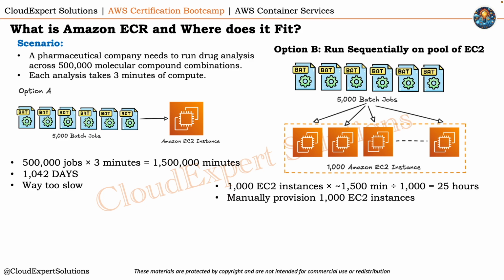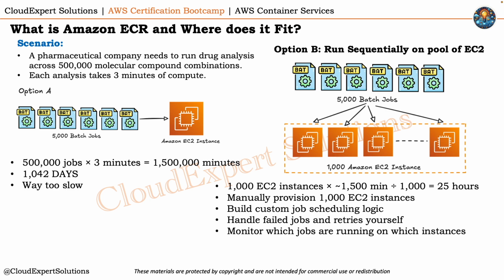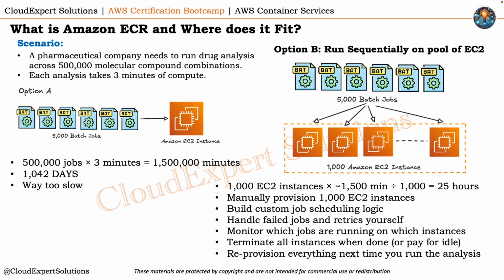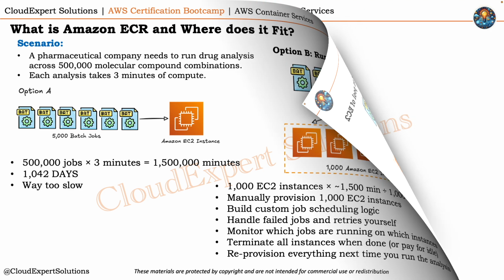You need to manually provision all the 1,000 EC2 instances, build a custom job scheduling logic, handle failed jobs and retries, monitor job distributions and terminate all the instances when the analysis completes, or keep paying for idle capacity. And you repeat all of that operational overhead every time you run that analysis. This is the problem of batch computing.